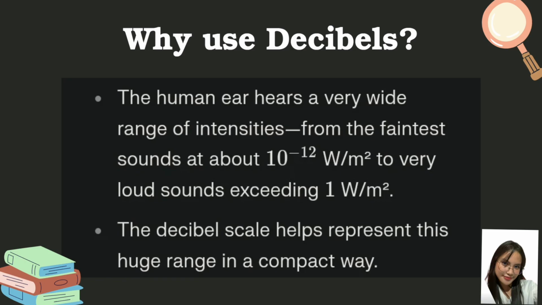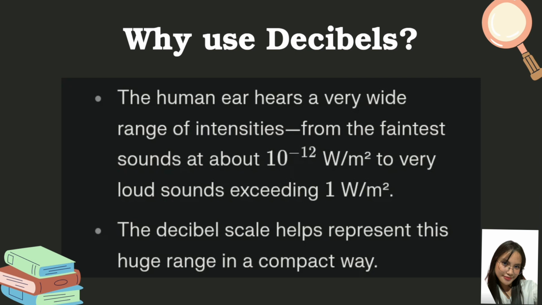Good day, everyone. Now let's go to why we use decibels. The human ear can detect an incredibly wide range of sounds. The faintest sound we can hear is around 10 to the power of negative 12 watts per square meter, which is the scientific way of measuring intensity. To give you an idea, that's like the sound of a mosquito from a few meters away.